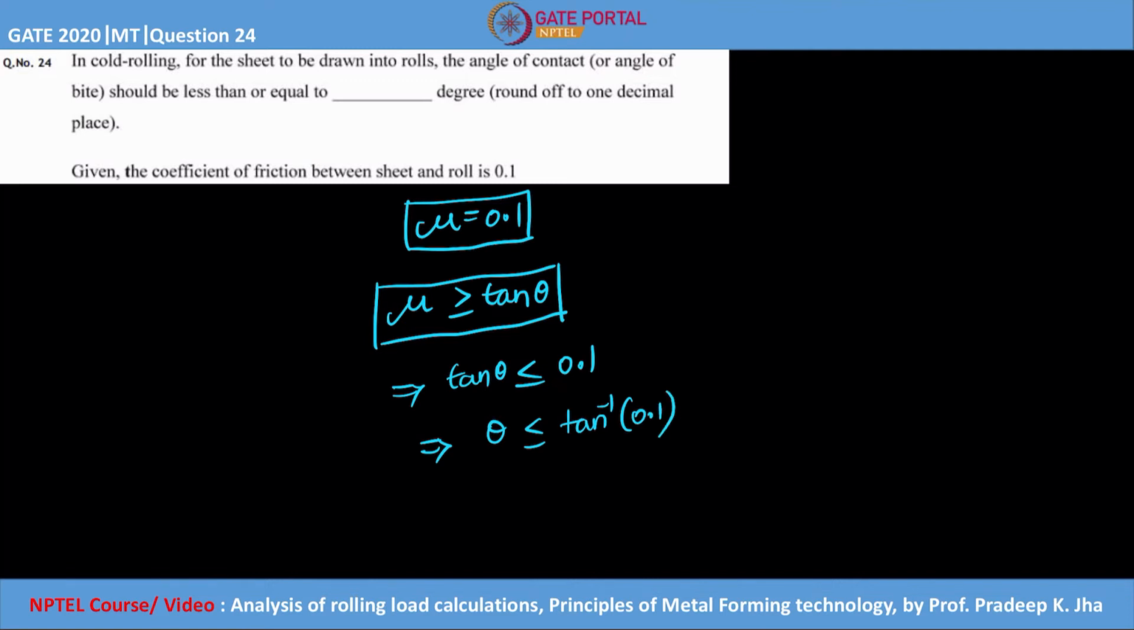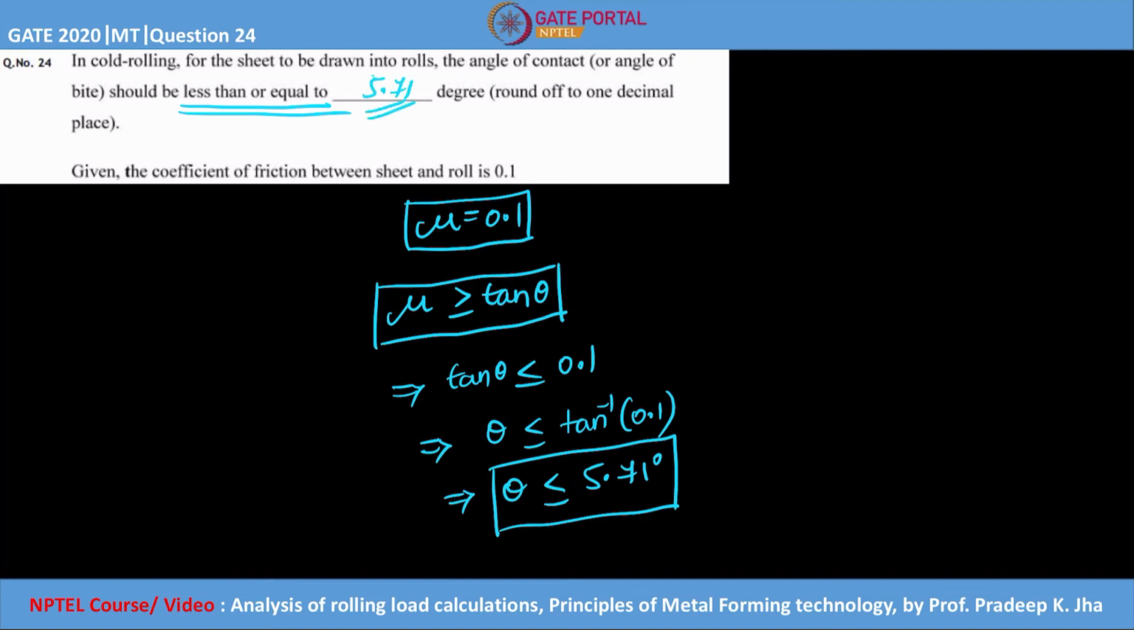And if you do this in terms of degrees, you will get theta less than or equal to 5.71 degrees. So the angle of contact or the angle of bite should be less than 5.71 degrees. This is very important because you need to maintain a certain angle of contact, so that there will be proper friction and the rolling can take place smoothly.